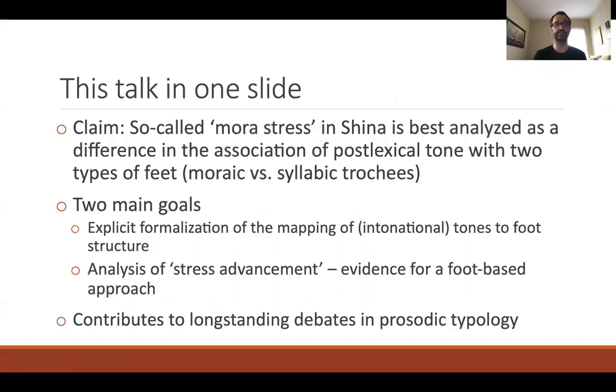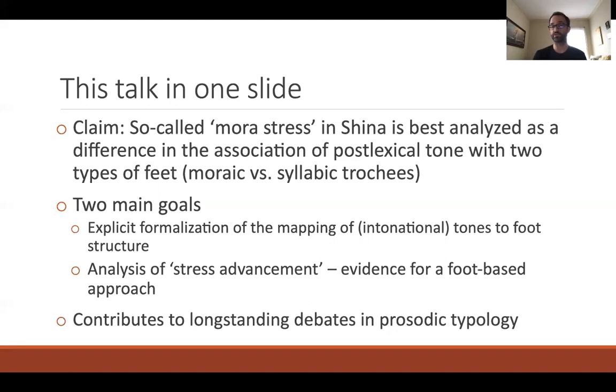That being said, let me move on to my talk and summarize it in one slide. So the claim that I'm making here is that so-called mora stress in Shina is best analyzed as a difference in the association of post-lexical or intonational tone with two types of feet. So I say that the language contrasts moraic and syllabic trochees.